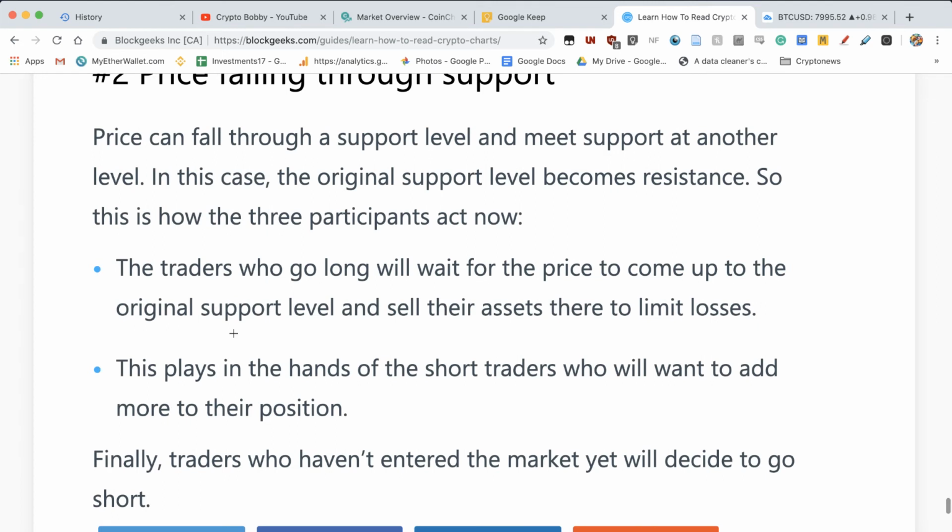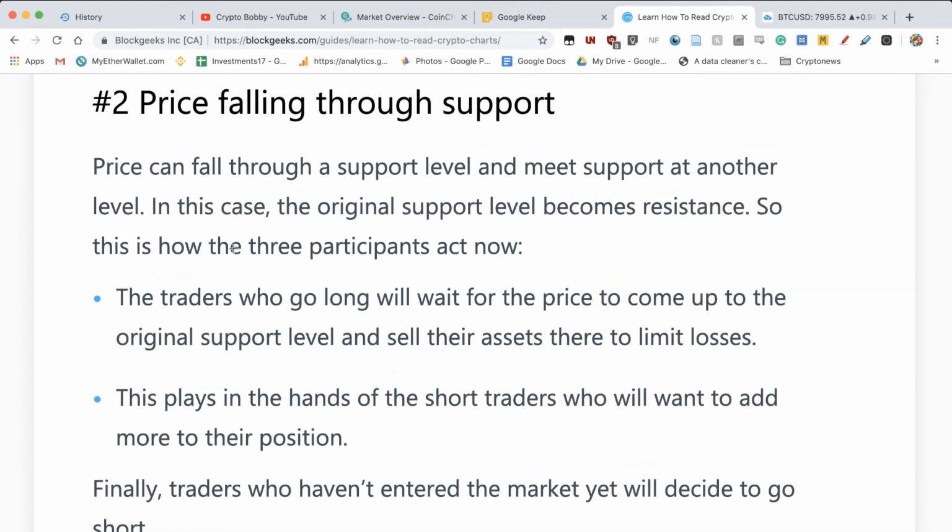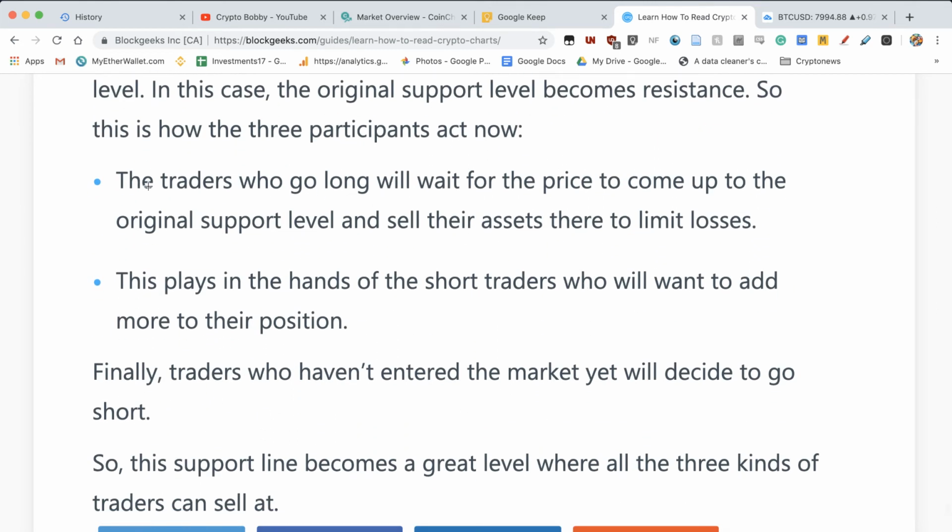Alright, so when the price falls through support, the same thing happens, just the other way. The traders who go long start to panic and they may sell, causing the price to go down much faster. And those that are short, they're happy and they might sell more to increase the position and gain more profits.